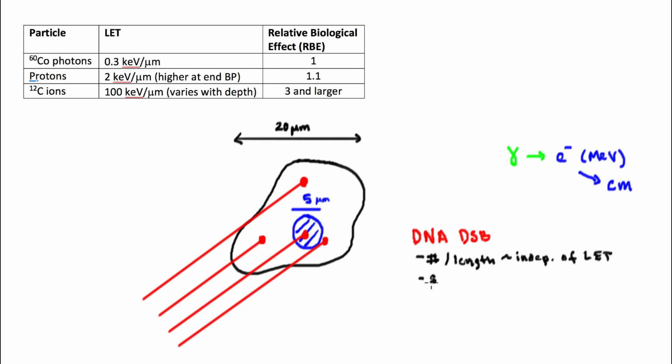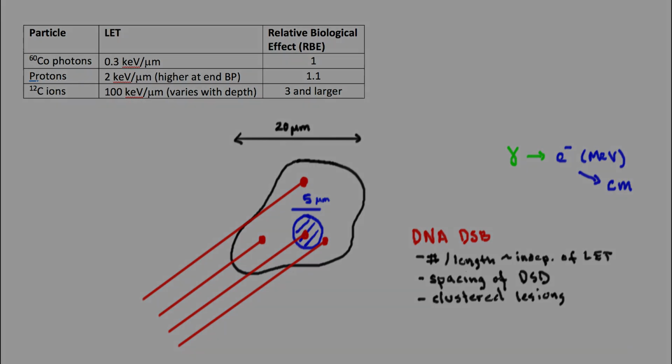But the spacing of the double-strand breaks is different in high LET versus low. Also, in high LET you have clustered lesions along the DNA strands, and the repair of those is much more difficult for the cell. So these are some of the effects that create a higher RBE at these higher linear energy transfer values.